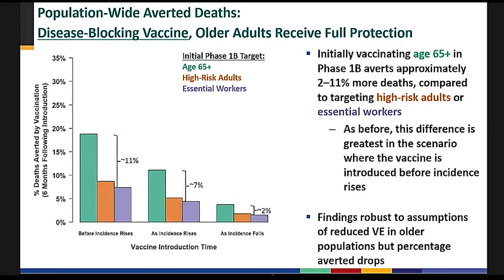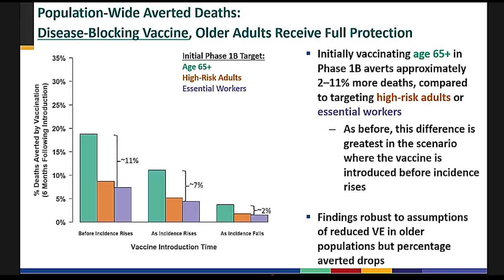My final results slide now shows the population-wide averted percentage of deaths, assuming a disease-blocking vaccine with full protection or efficacy in older adults as in younger age groups. In this sensitivity analysis, the overall height of the bars, which shows the percentage of infections averted by the phase 1 campaign over the 6-month horizon, is lower compared to the scenarios with an infection-blocking vaccine. However, the relative findings remain similar.